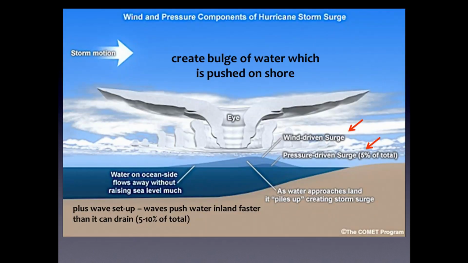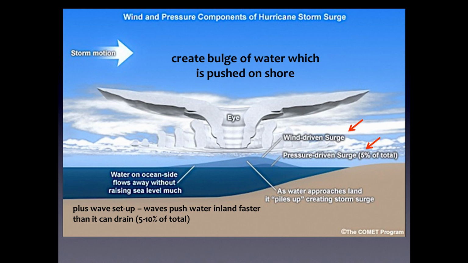How do storm surges form? Well, there's a couple of things that go on here. As this hurricane is moving towards land, it creates this bulge of water on the land side. It piles the water up on the land side and it creates a storm surge. So we have this wind-driven surge. We also have a part of the surge that's created by pressure. Remember, we have an area of low pressure. We have areas of high pressure. It's going to create this pressure-driven surge.